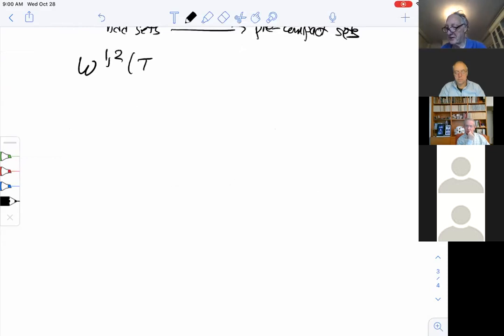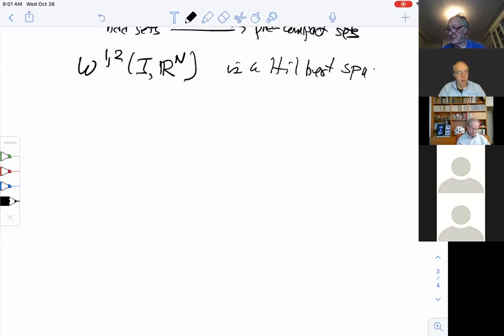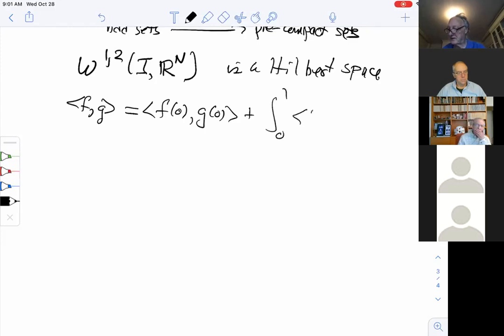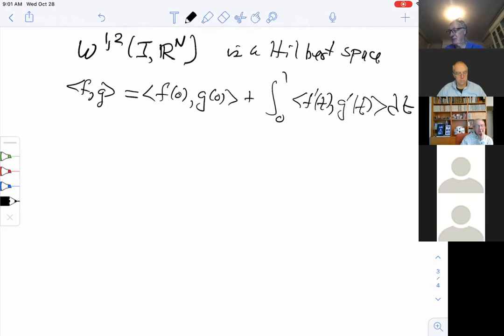So W12 of the maps of the interval into Rn is a Hilbert space, a complete metric space where the inner product of f and g is f(0) dot g(0), the usual Euclidean inner product, plus the integral from 0 to 1 of f prime of t, g prime of t, dt. And it's the same argument that I just gave a minute ago, to know that this integral actually exists, you bound this integral by the product of the L2 norms of the two factors, and the L2 norms are less than or equal to the W12 norms. So since these have finite norms, this integral is well defined. Okay, so that's the Hilbert space.